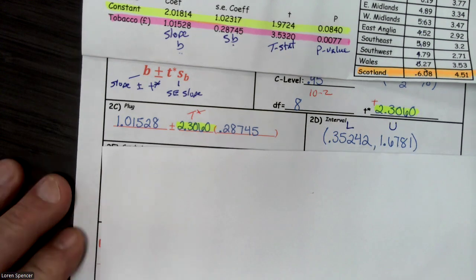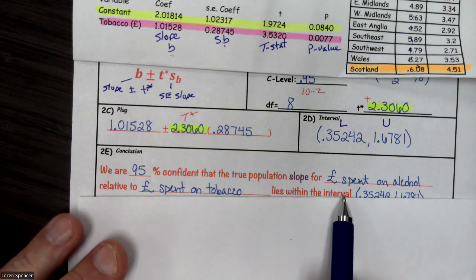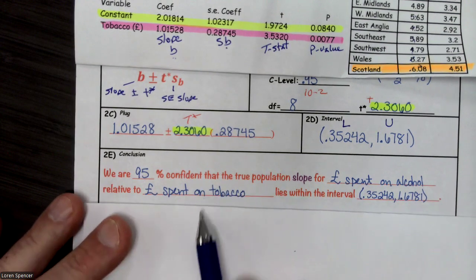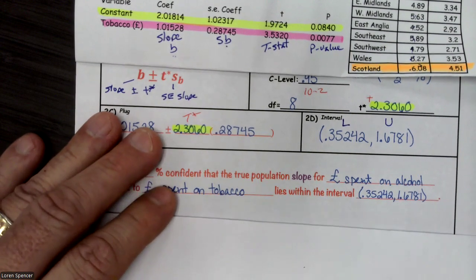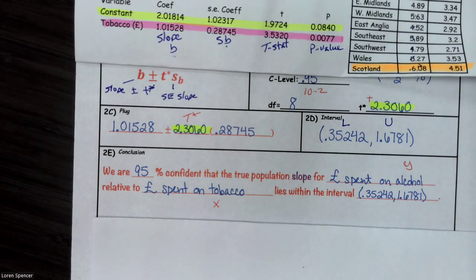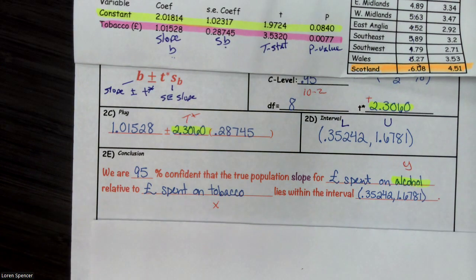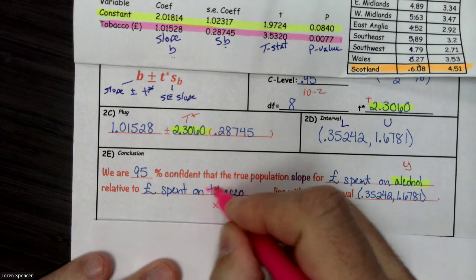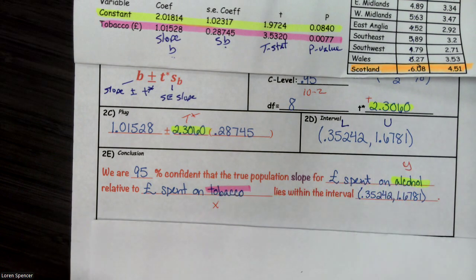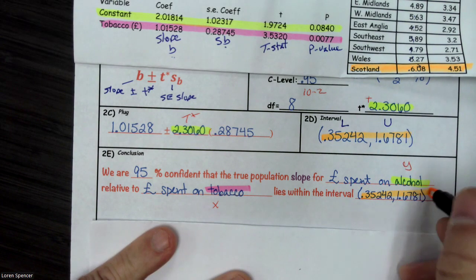So what are we? Well, we are 95% confident that the true population slope for pounds spent on alcohol relative to pounds spent on tobacco, once again, I can't stress it enough, this is my Y, this is my X. And I guess I should even highlight them with the colors that I've been using. This is my Y, and this is my X. And then it lies within the interval that we just calculated above. All right? Because this just went straight there.